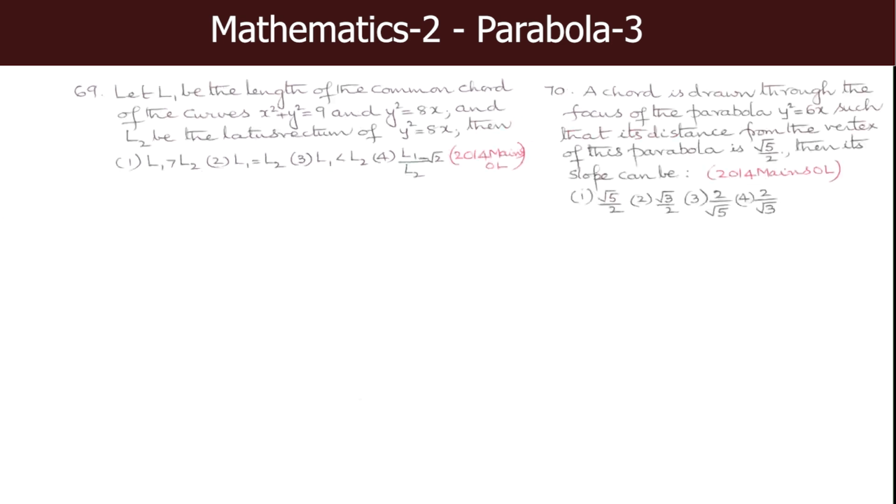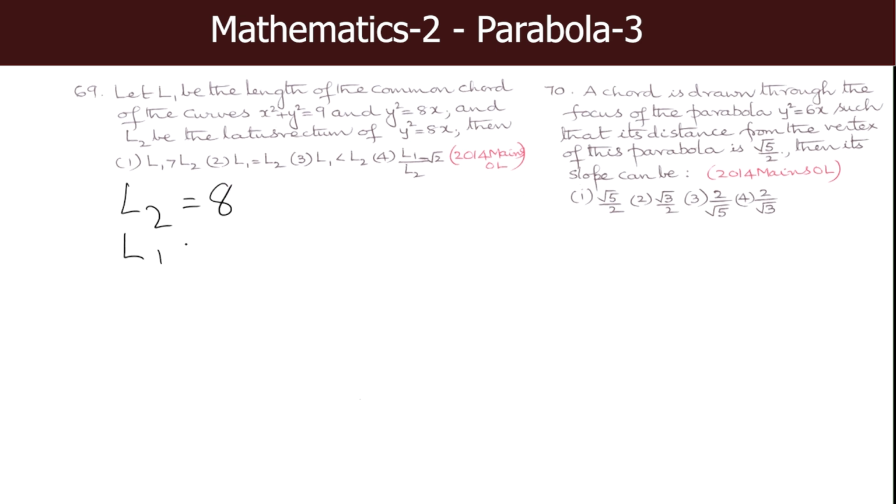Okay. Next question. Let L1 be the length of the common chord of the curves x square plus y square equal to 9 and y square equal to 8x. Length of the common chord of the curves, one is the circle, the other is the parabola. L2 is the latus rectum of the parabola y square equal to 8x. L2 is clearly 8.